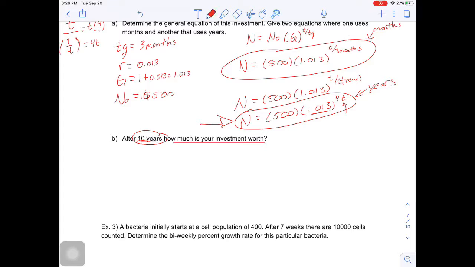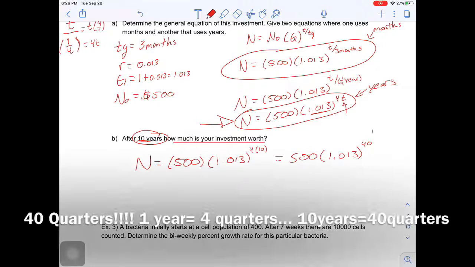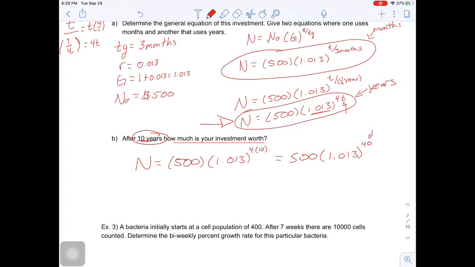This equation is in months. So here, n equals 500 times 1.013 to the power of 4 times 10 years. Now that will be 500 times 1.013 to the power of 40, right? 4 times 10 is 40. Now what does that 40 represent? 40 actually represents 40 months. Okay, so that's something to kind of mull in your brain there.